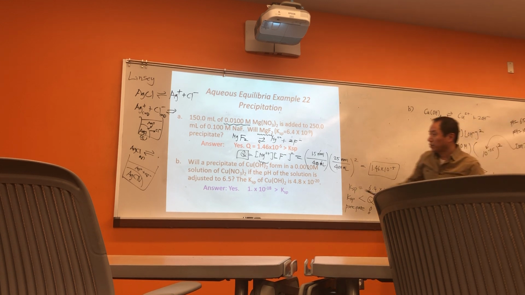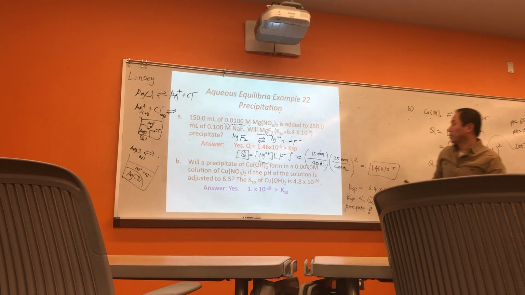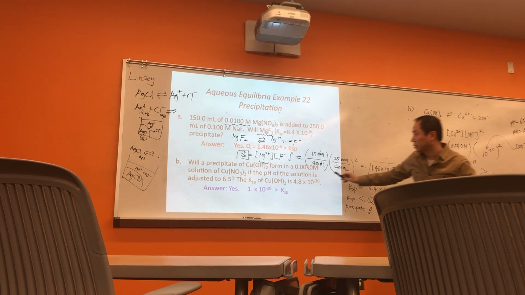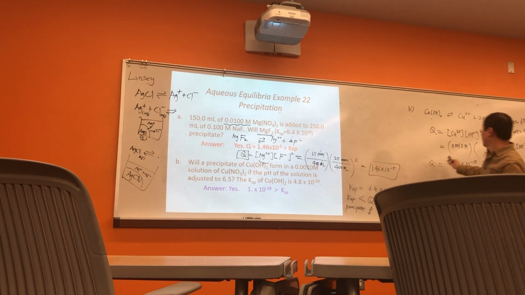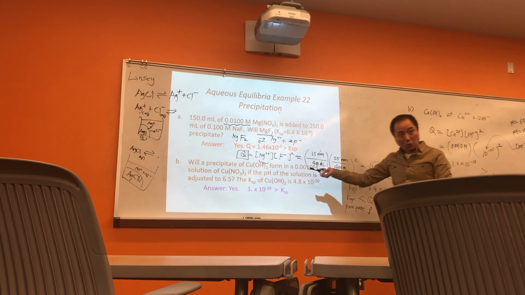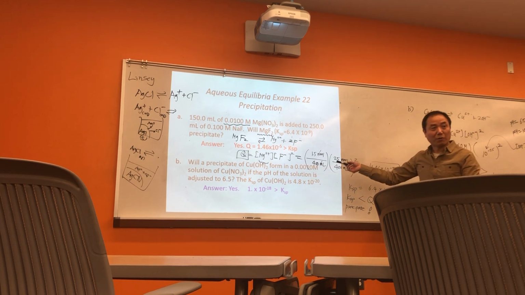So copper hydroxide will dissolve like this. I write Q instead of K, but same expression, right? And then we know the copper solution has this concentration right there. And we don't know if this concentration is at equilibrium or not. We're just about to see it.